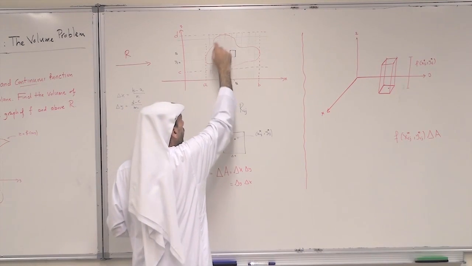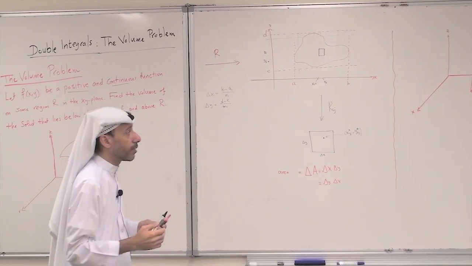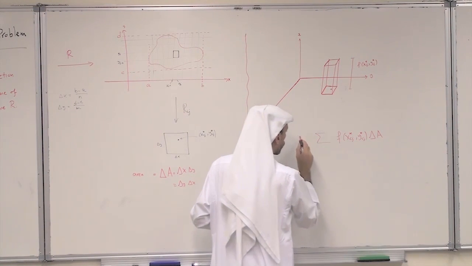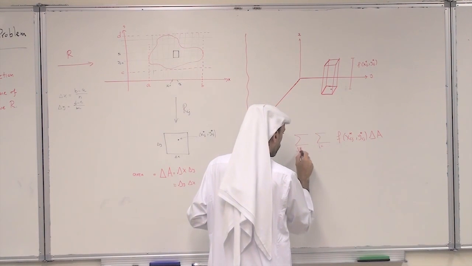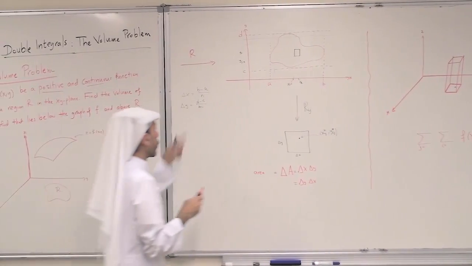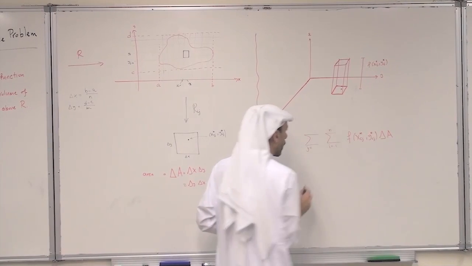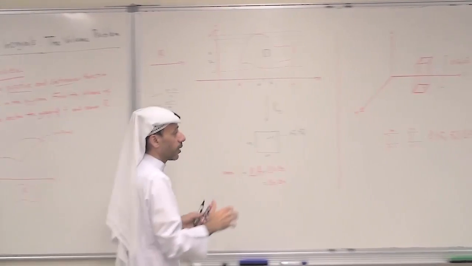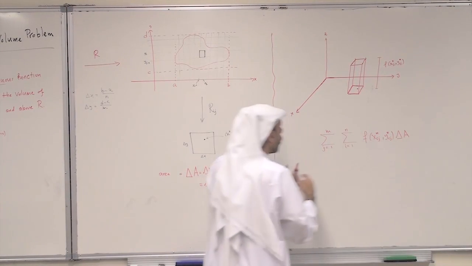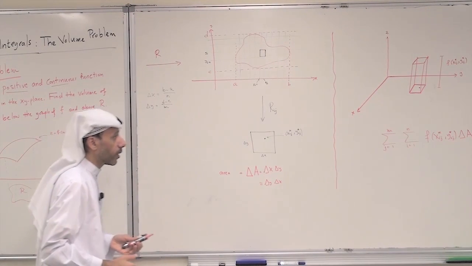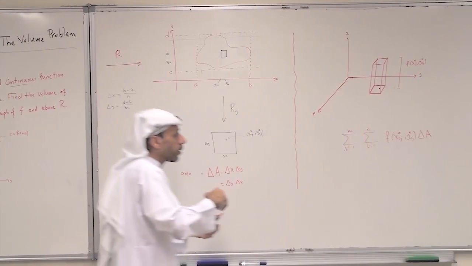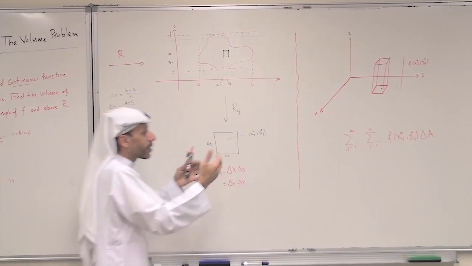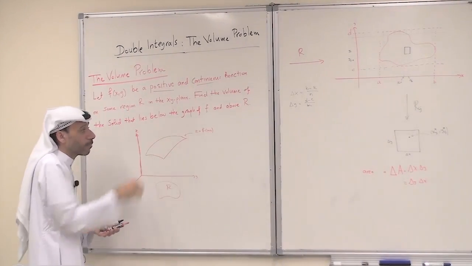Okay, we do the same thing over each subrectangle in the region, and then we add. Since we have two indices i and j, we'll have two sigmas, or two sums, one for i and one for j. For i, it goes from 1 to n, and for j, it goes from 1 to m. This gives us an approximation for the volume. This value represents the volume of all of these boxes, and the sum will act as an approximation for the volume below the graph of f.